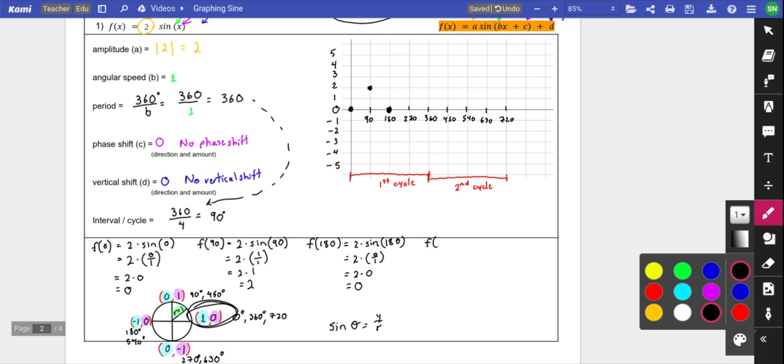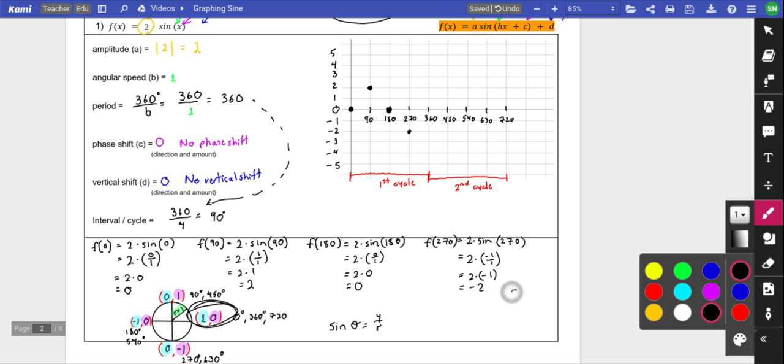Next is f of 270. So this is 2 times sine of 270. 270 would be the point at the bottom. Notice that y is negative 1 and the radius is 1, making it 2 times negative 1 equals negative 2. So 270, negative 2.